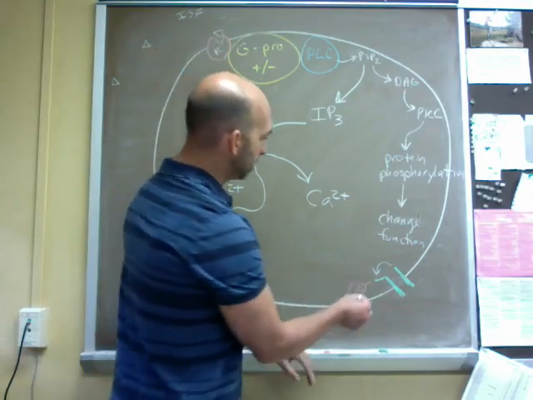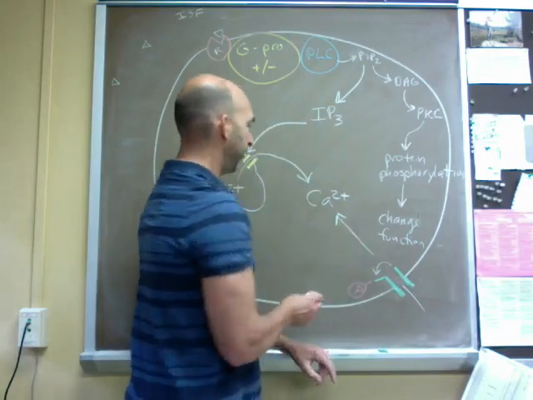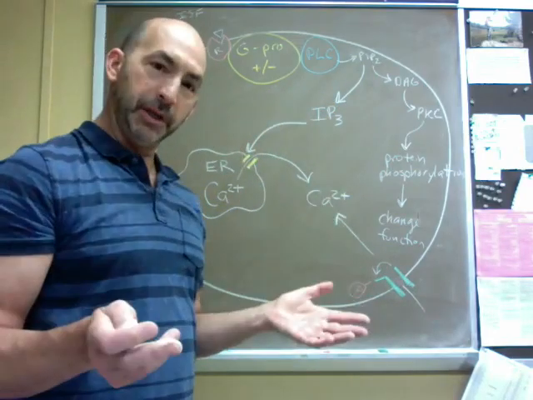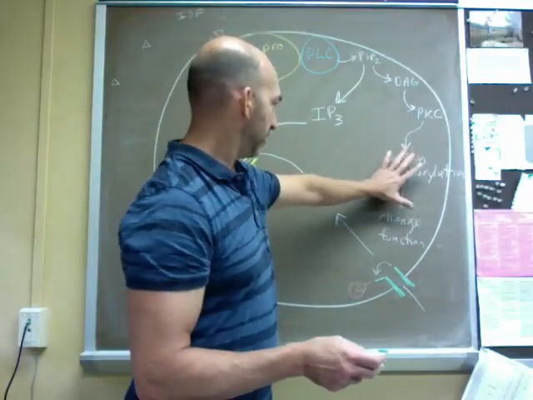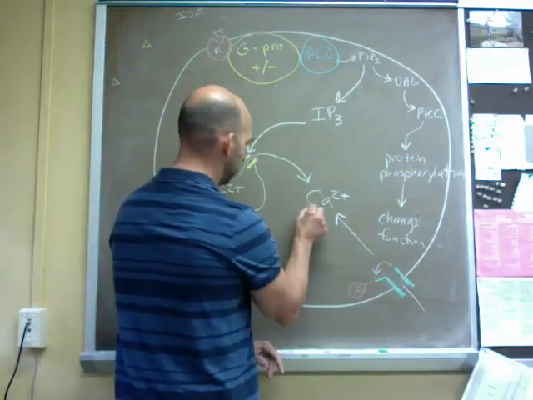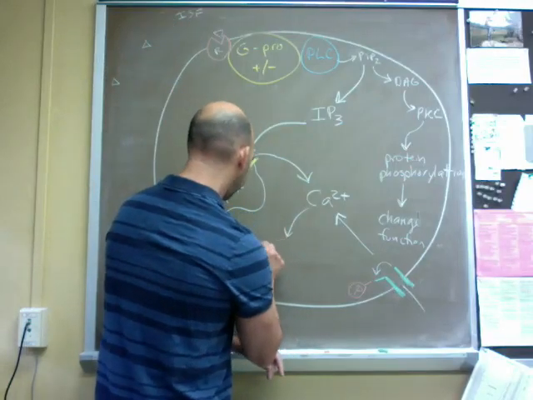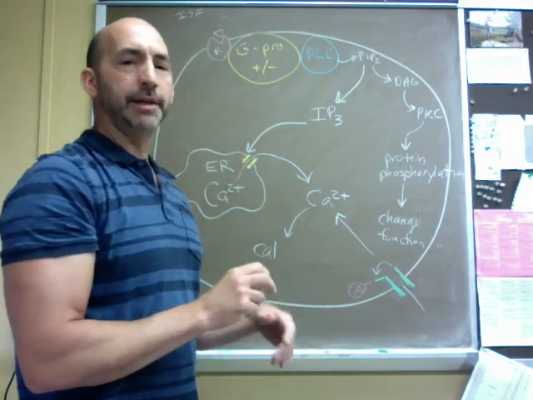So calcium will still enter. We add more calcium from outside the cell. Okay, calcium went up again. We may have altered the function of other proteins, but now we have this rise in intracellular calcium. Well, calcium binds to a calcium binding protein called calmodulin.